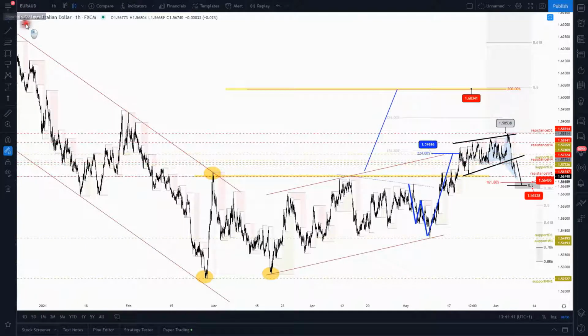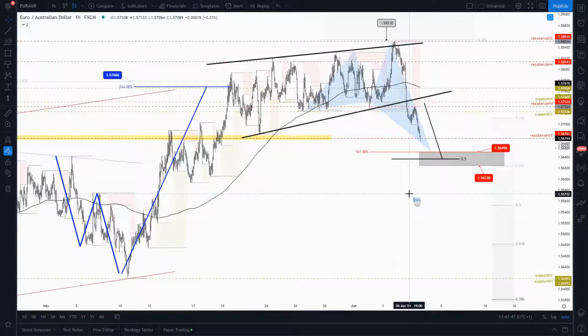And something is missing here, of course, my 200 moving average on all my charts, missing all that moving average.